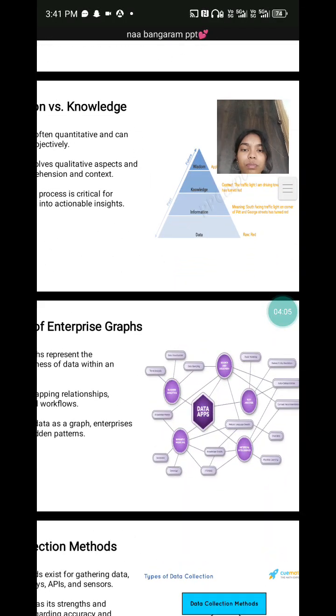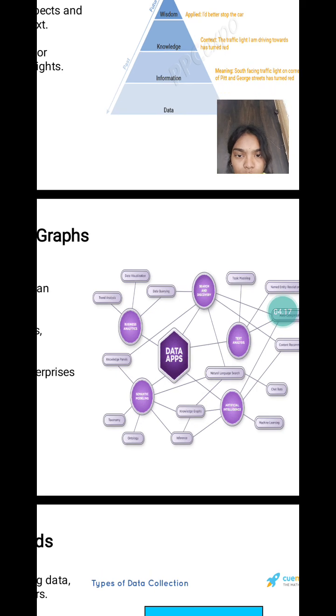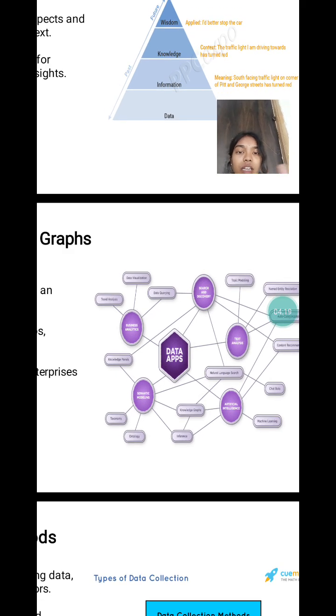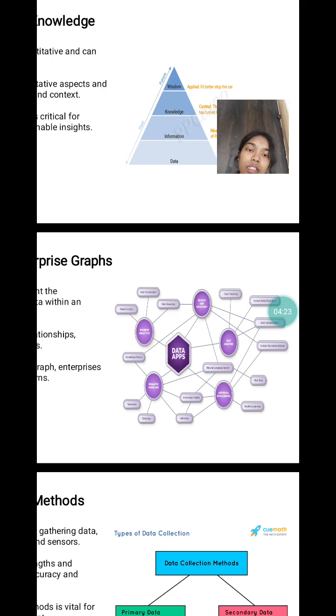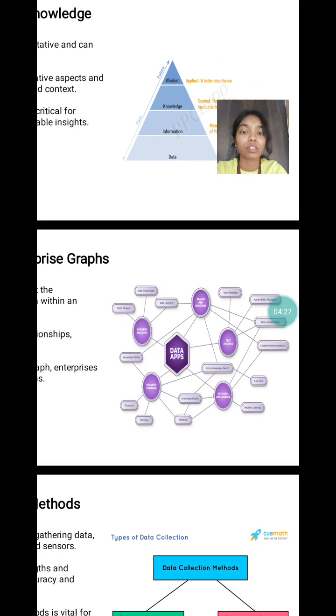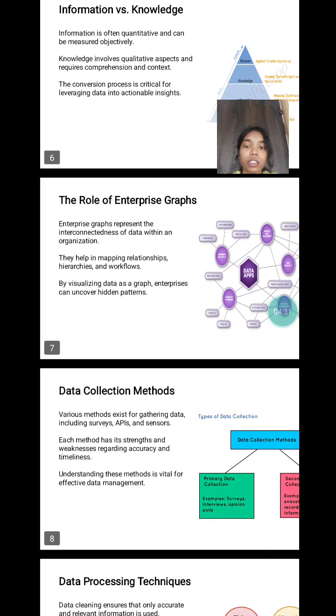And coming from the data, it has data apps, which include search and retrieval, text analysis, artificial intelligence, business analysis, and modeling. And data apps have many parts, and these parts, which are artificial intelligence and text analysis, also have many types, from the role of the enterprise graph.